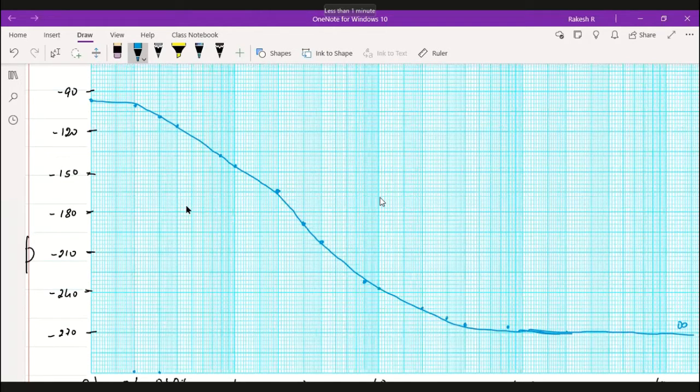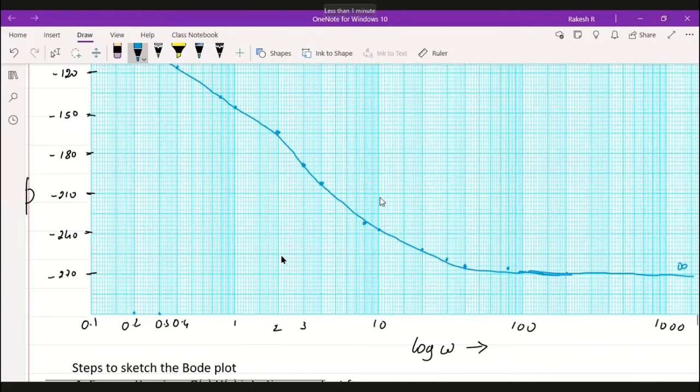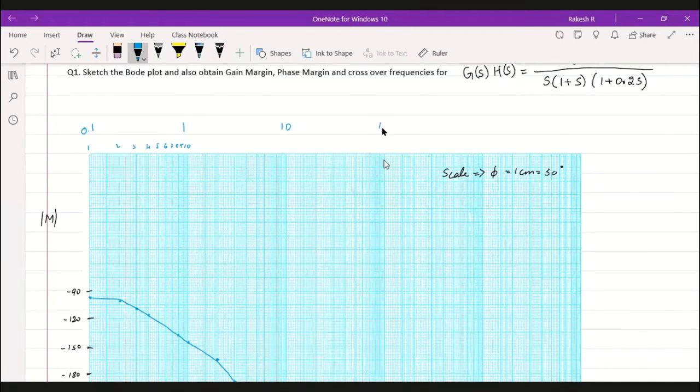Any doubts in this drawing phase angle plot? Now this is 10, this is 100, and this is 1000. Take it like this: 1 and 0.1, 2 and 0.2, 3 point like that. Now you'll have 2, 3, 4, 5, 6, 7, 8, 9, 10. If this is 10 it is 1 here, 2 means 2, 3, 3, 4, 4 like that.